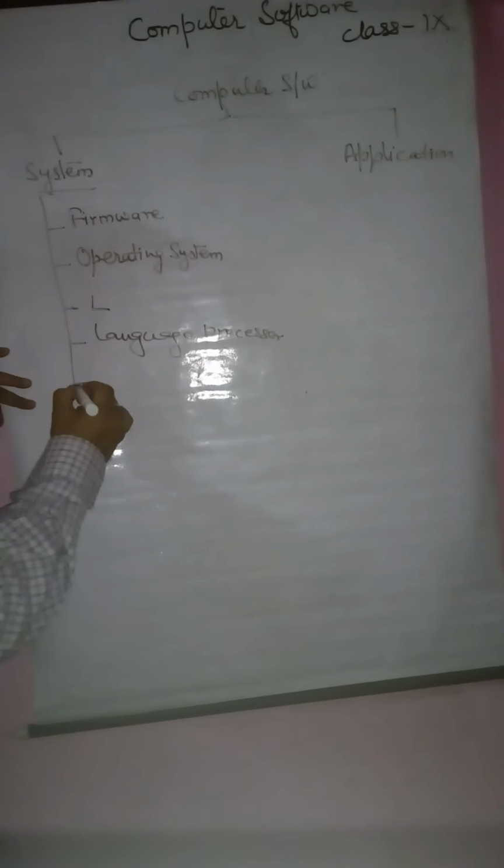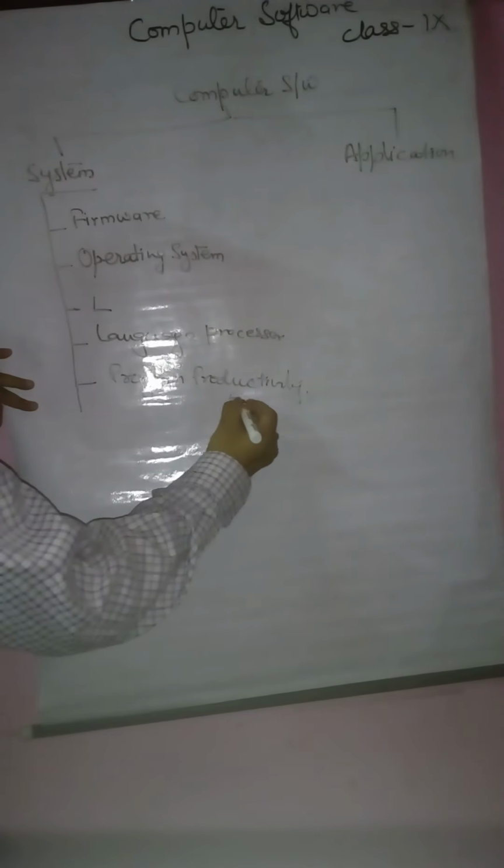Next is language processor. What is a language processor? A language processor is a software which processes different languages. And next is program productivity tools, and last is utilities.